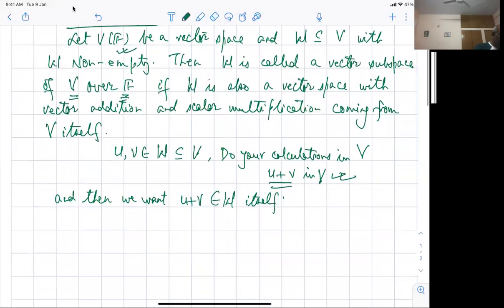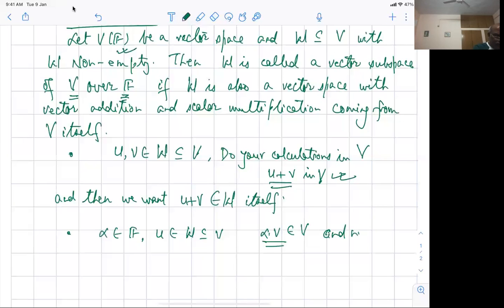All right. Similarly, if I take alpha belonging to F, look at that, V is a vector space over F, then W is a subspace over F itself, the same F, there is no change. All right. And I take U belonging to W. Again, this is a subset of V. Alpha dot U makes sense in V itself. So I'll do this calculation. So calculate, and we want and need alpha times U to belong to W. All right. Fine. So my calculations are done in V, but we want that the final result that I get should be an element of W itself. Is that okay? So this is very important.